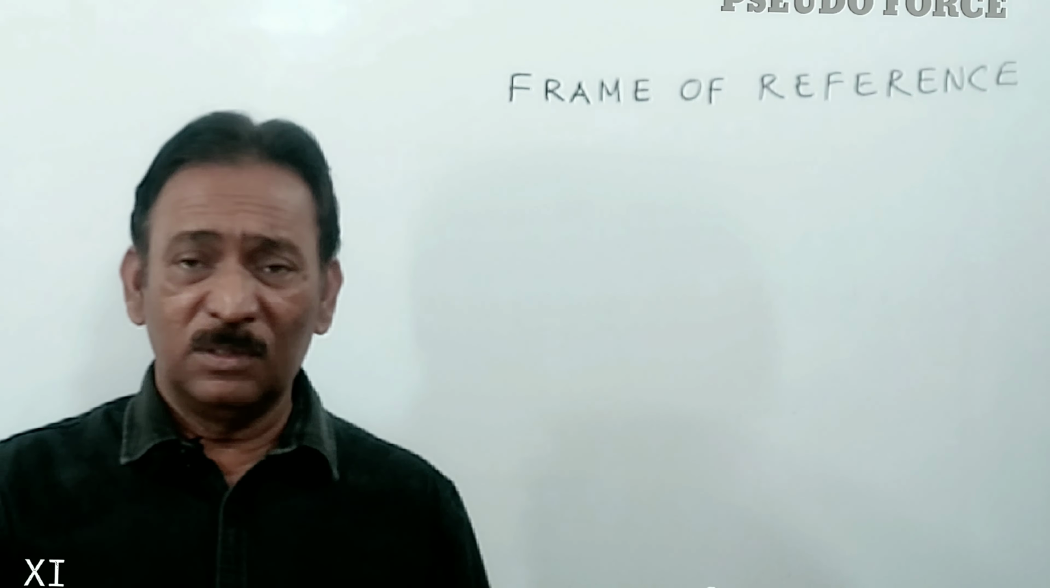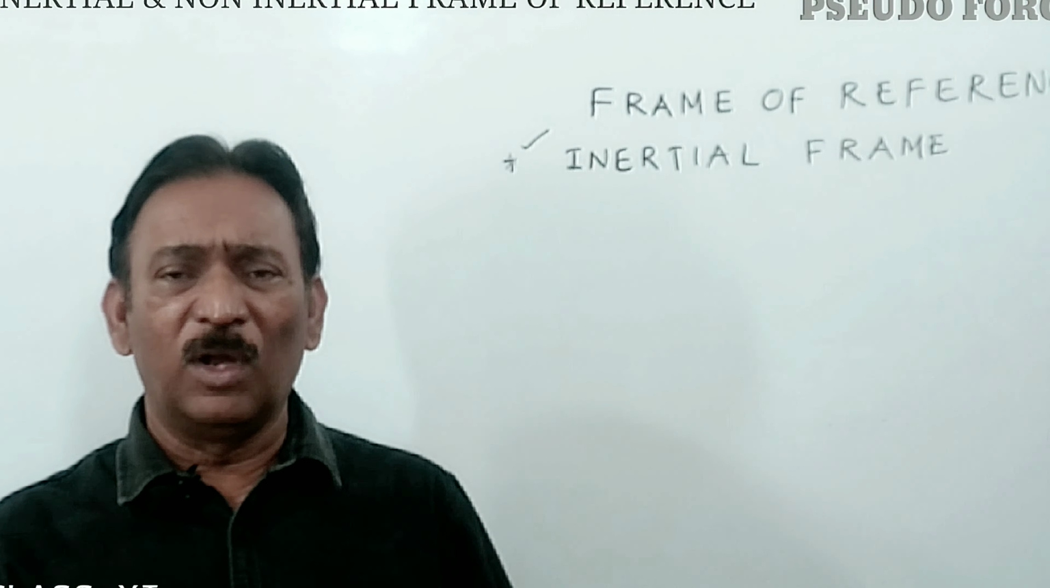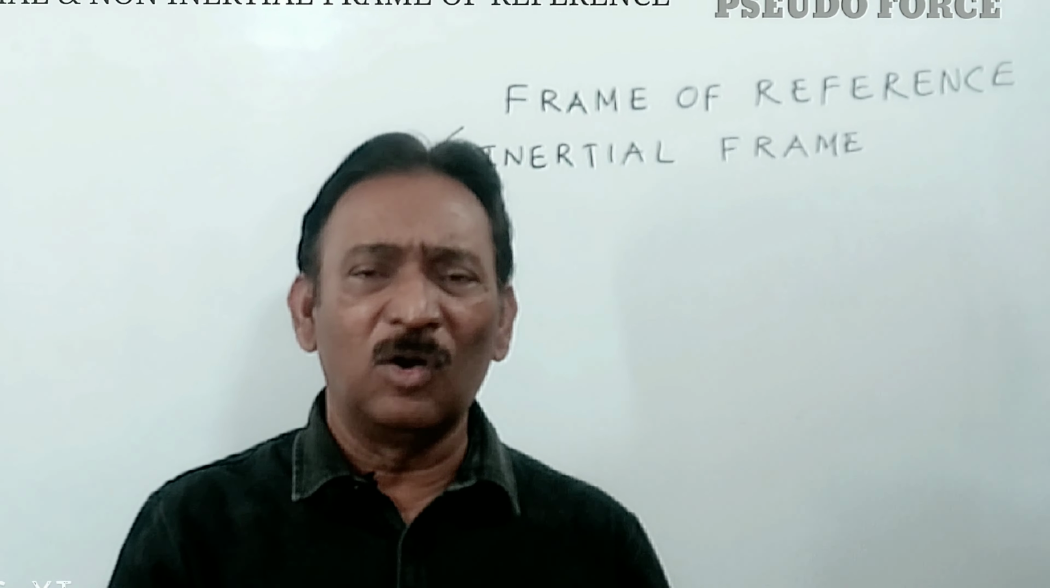A simple answer, students. It is the coordinate axis system in which the Newton laws are valid. We call it the inertial frame of reference. How can we say whether the Newton laws are valid or not?